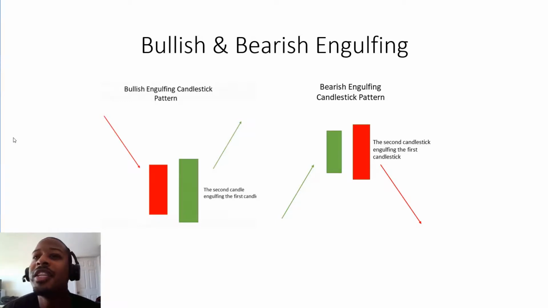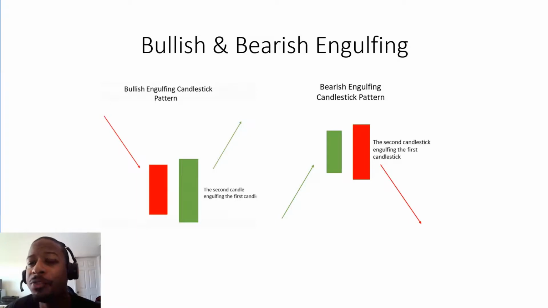But let's take a look at some patterns here. So first, we're going to start off with one of the more popular ones, which is the bullish engulfing and bearish engulfing. And those are pretty simple to spot. Basically, it's multiple candlesticks, usually two, that form after either a downtrend has happened and it's signaling an uptrend for a bullish reversal, or it could be one where there's an uptrend and then it's signaling a downtrend.